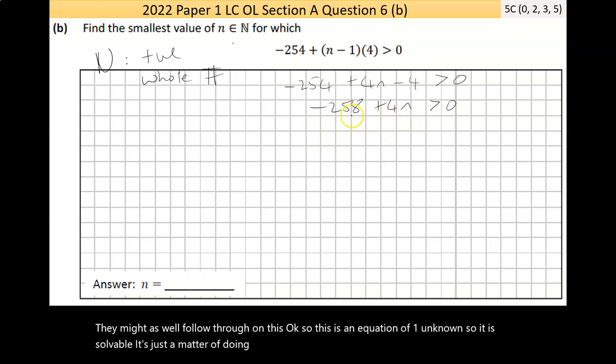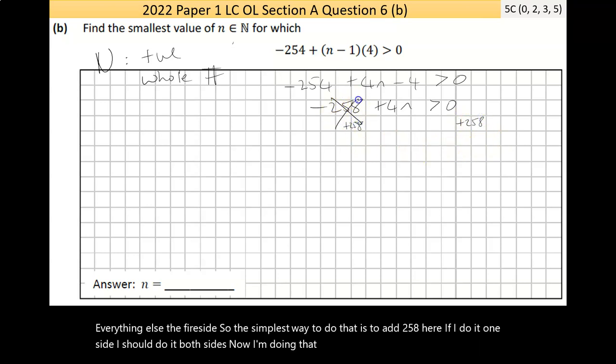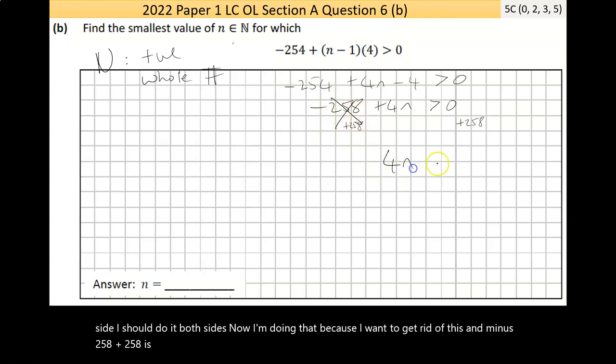So what I could do here is I want n on its own. I want everything else on the far side. So the simplest way to do that is to add 258 here. If I do it to one side, I should do it to both sides. I'm doing that because I want to get rid of this. Minus 258 plus 258 is zero. So I'm left with 4n is greater than zero plus 258, which is just 258.